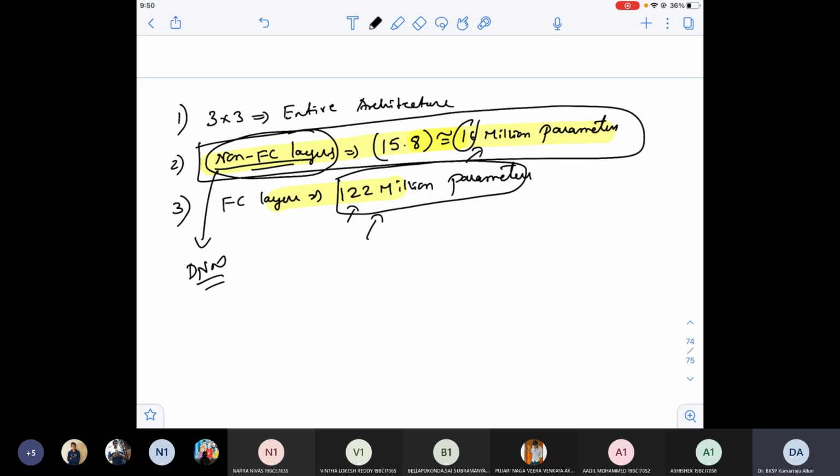That means indirectly I'm reducing a lot of parameters because I'm just using non-fully connected layers here, not fully connected layers in the previous or the initial layers. Okay, so that's a main use of CNN: it drastically reduces the number of parameters when compared with DNN.